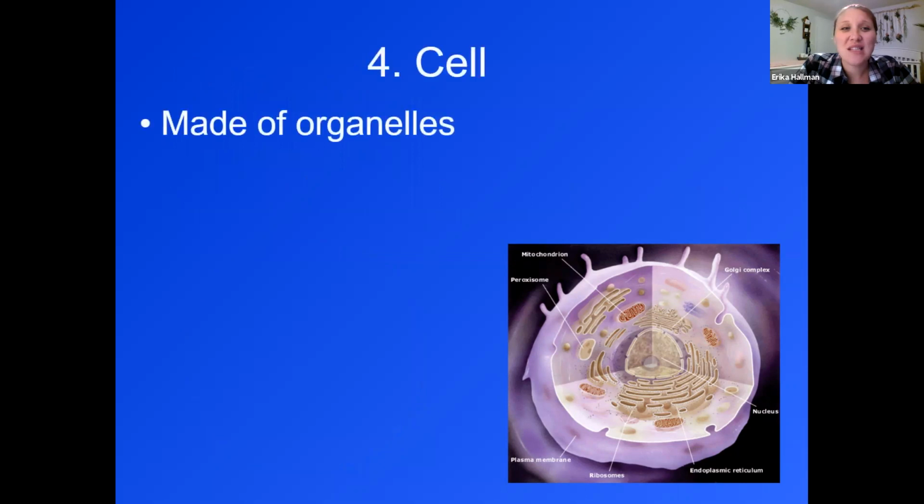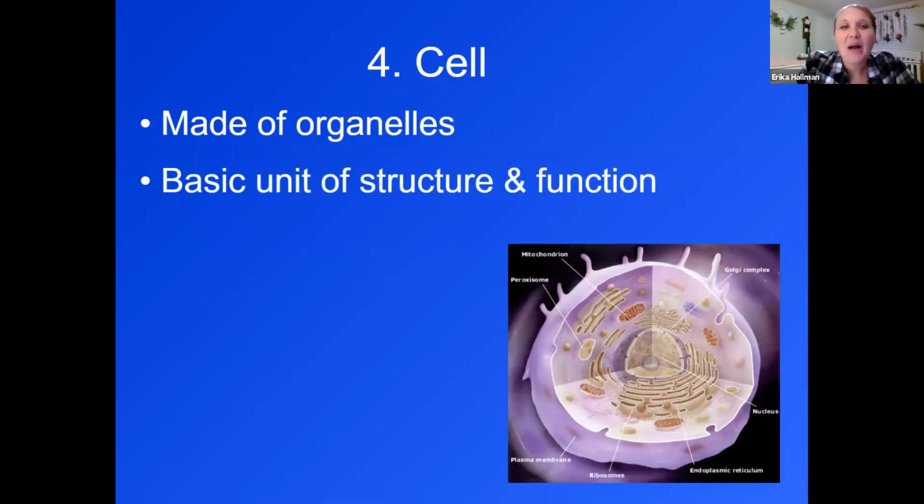So the 4th level is cells. And cells, we're going to learn, are made up of those organelles. They are the basic unit of structure and function in living things. If you remember our characteristics of life, all living things must be made out of cells. So they're a pretty important part, and we'll spend an entire unit learning about cells and how they grow and divide. This is the first level of organization that we say life can exist at, because unicellular organisms that are made out of one cell can be considered alive.